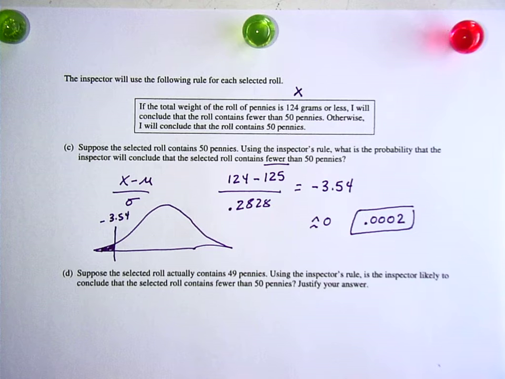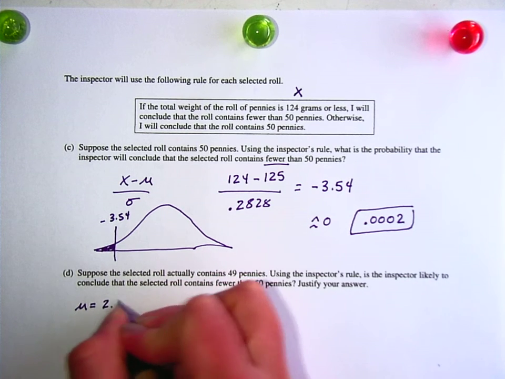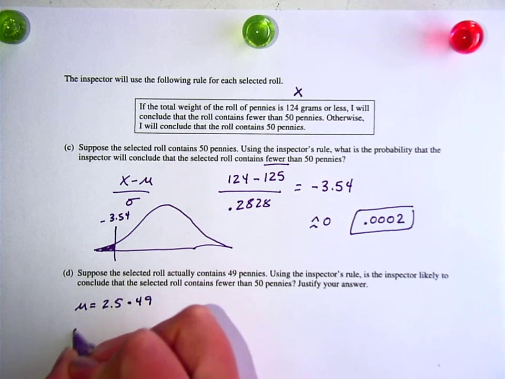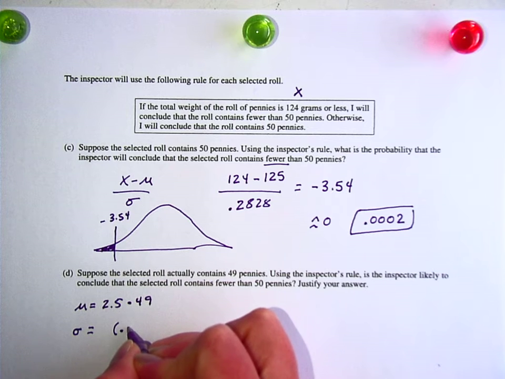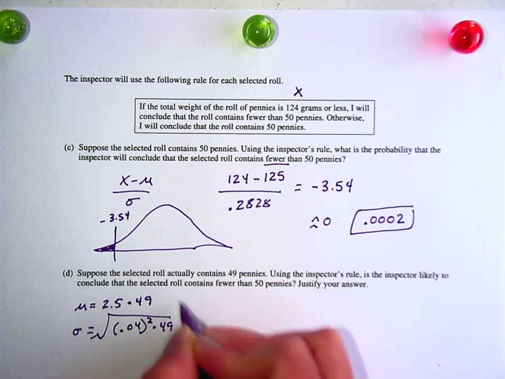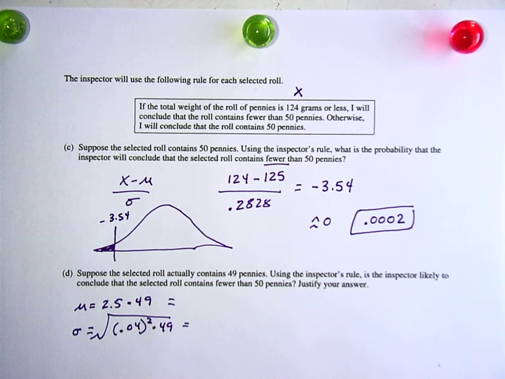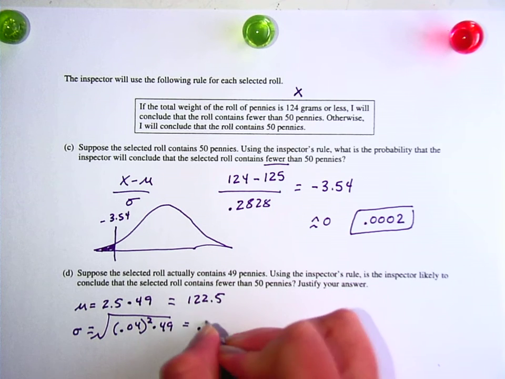All right, now suppose the roll actually contains 49 pennies. Using the inspector's rule, is the inspector likely to conclude that the selected roll contains fewer than 50 pennies? Justify your answer. Okay, so we need a new mean and standard deviation for this. So we're going to do 2.5 times 49. And then your sigma is going to be, what was that point? Was it 0.4? Yeah. 0.04 squared times 49 pennies, and then the square root of that. So those turn out to be 122.5 and 0.28.